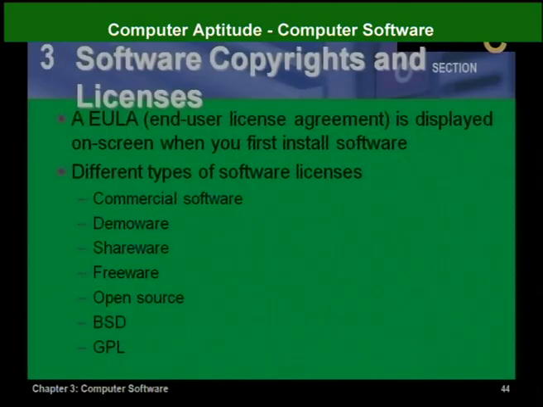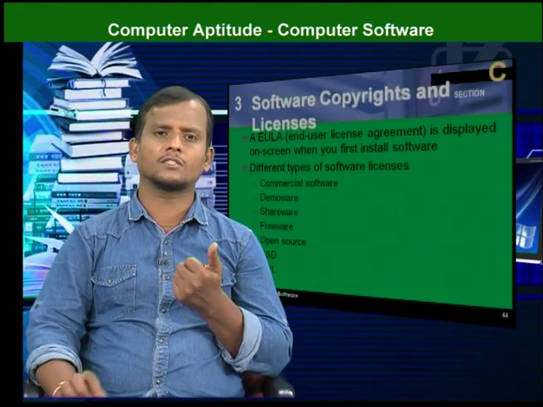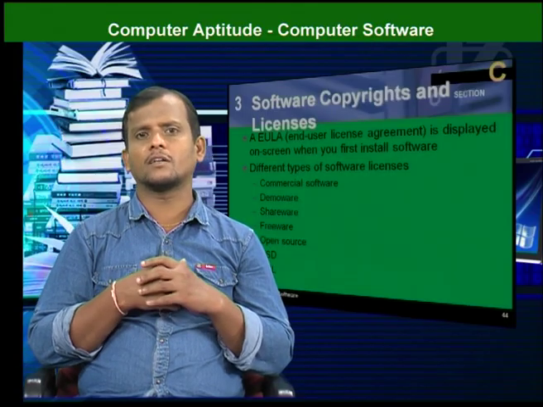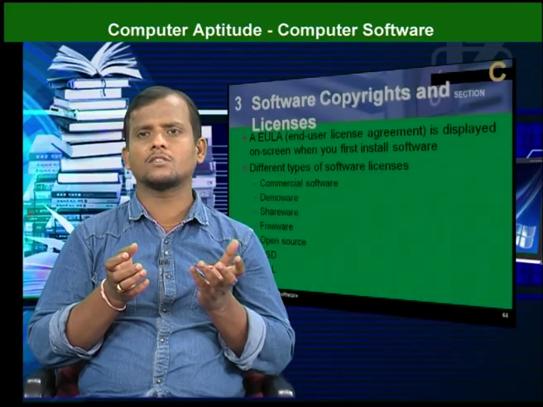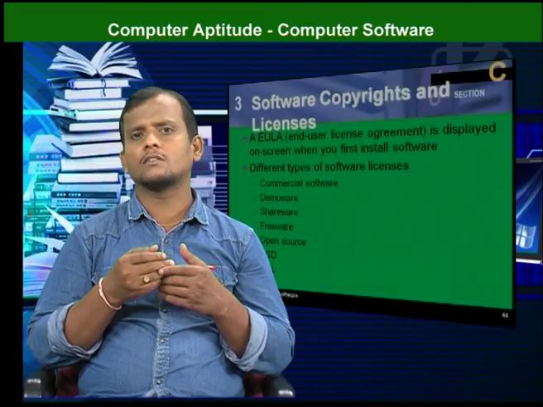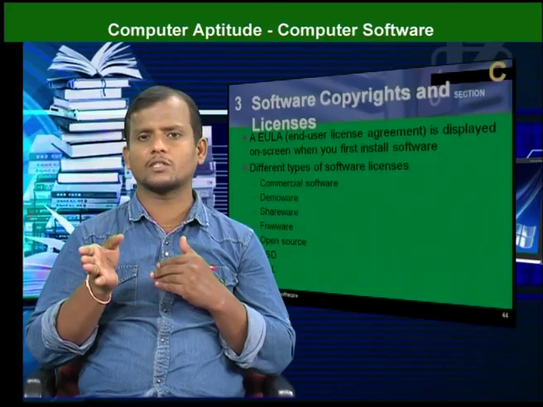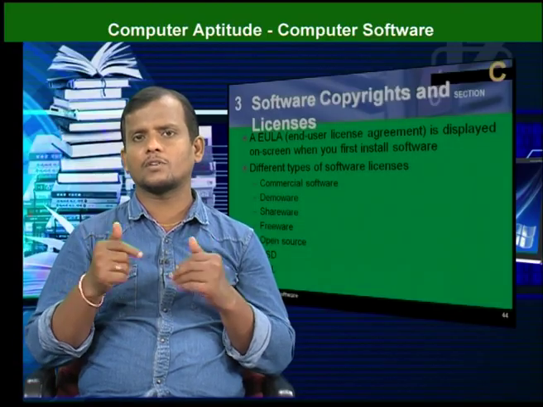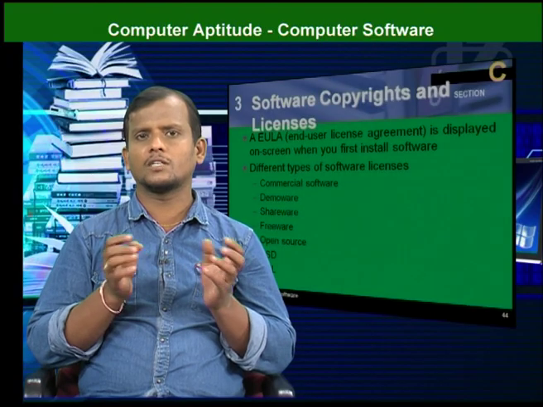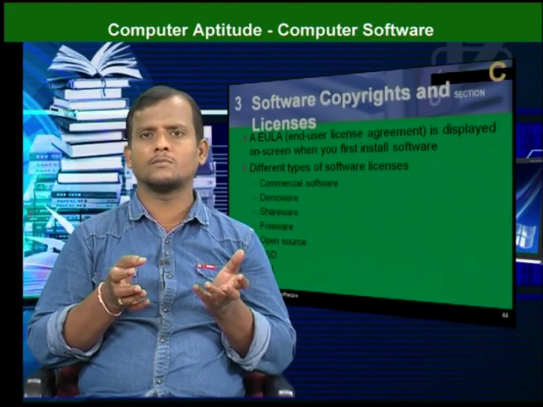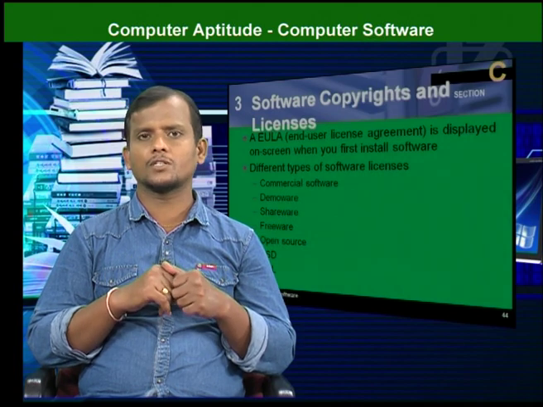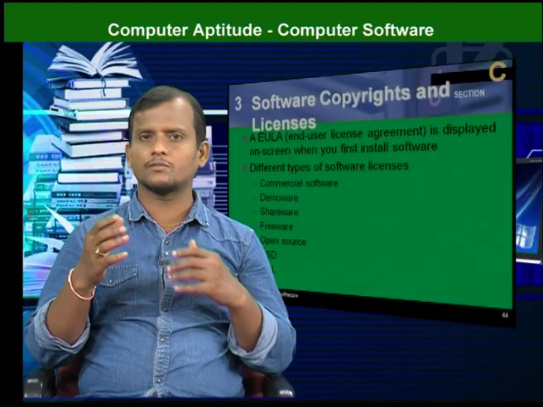Different software licenses are commercial software, demoware, shareware, freeware, open source, BSD, GPL. Commercial software, you need to pay for it. Demoware, you can use the software only for a certain period of time. Shareware, one software can be shared by multiple users. Freeware, there might be no charge. Open source, it is placed somewhere which is open to all.